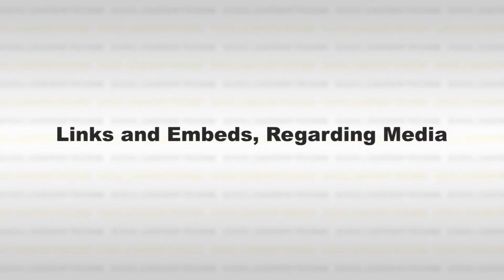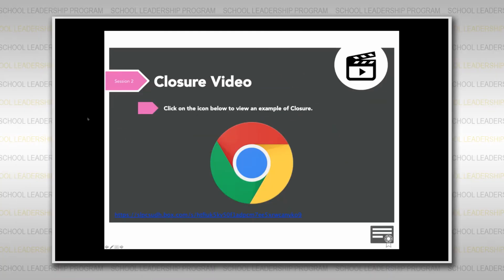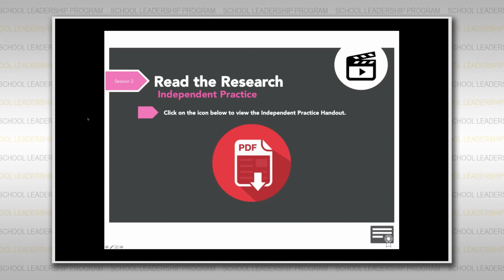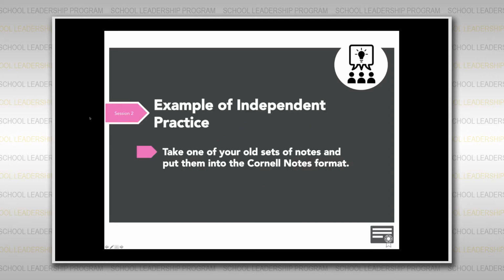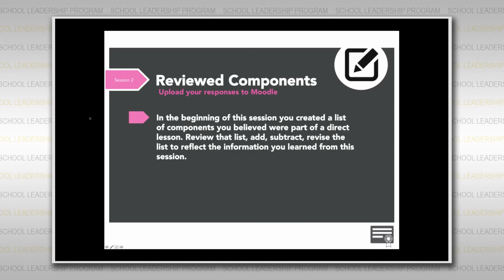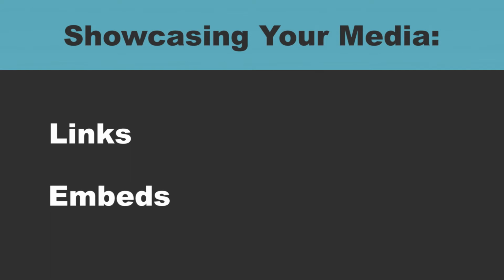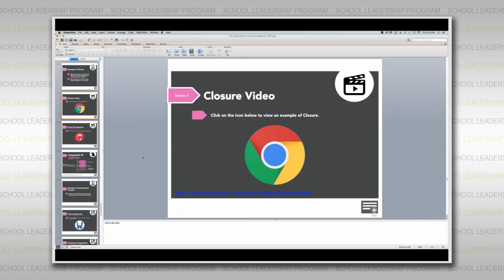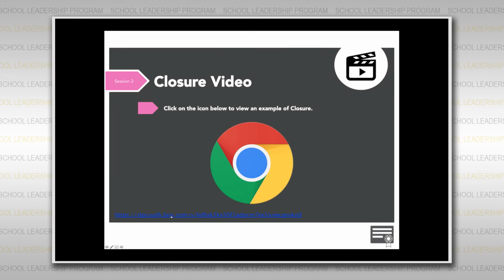Links and embeds regarding media. A lot of people use outside media in their PowerPoint presentations. Sometimes there is a perfect video or article that drives the point home and you want to show it. There are 2 methods to showcase your media: links and embeds. A link is exactly as it sounds. It's a clickable connection from your PowerPoint to your online media. You can display it as a recognizable URL or make the images on a slide a link to somewhere.